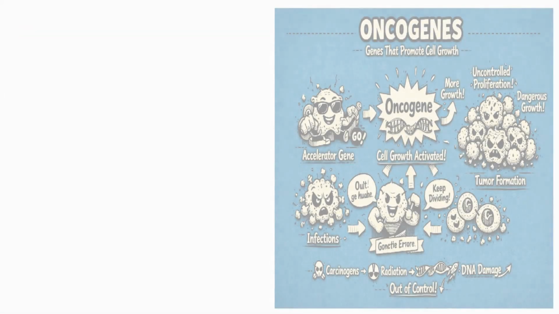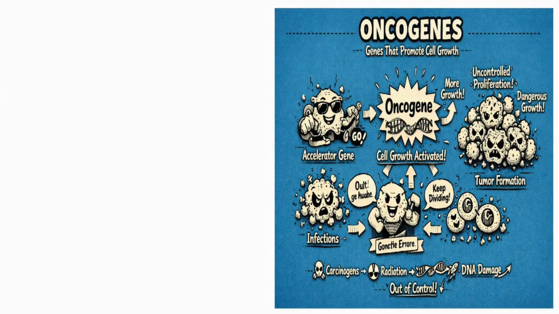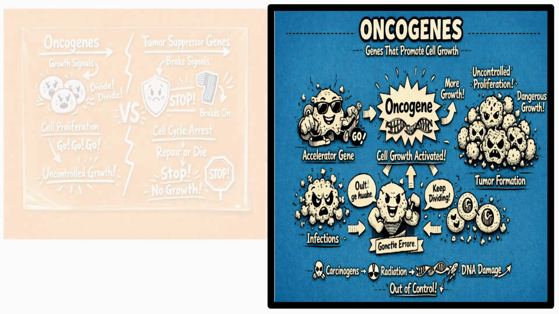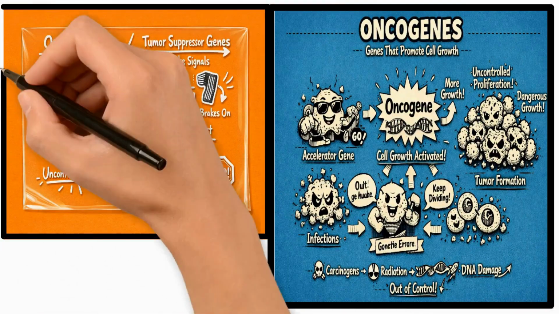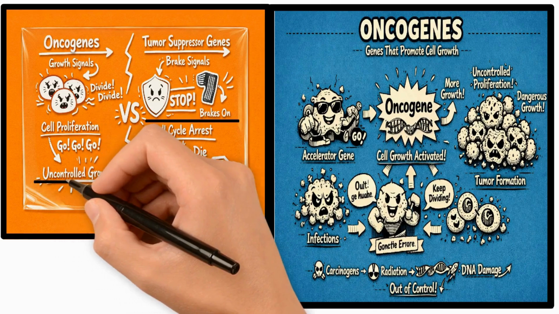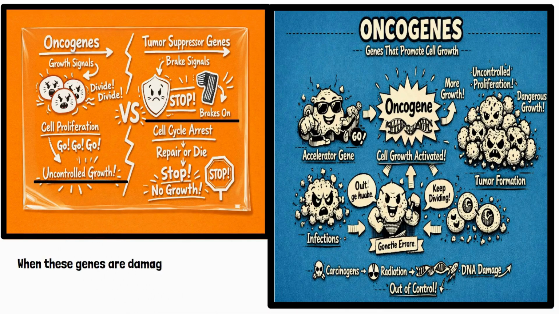There are two important types of genes involved in this process. Oncogenes are genes that promote cell growth. When they become overactive, they push cells to divide rapidly. On the other hand, tumor suppressor genes normally act as brakes, stopping uncontrolled growth. When these genes are damaged or turned off, the control over cell division is lost.